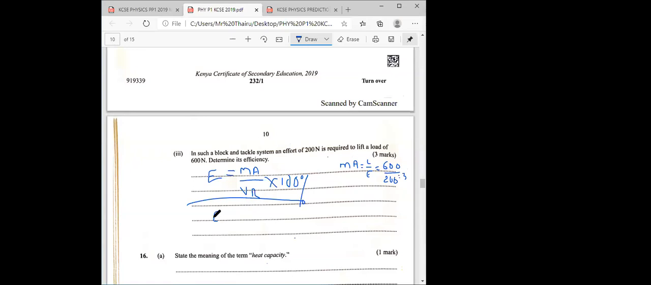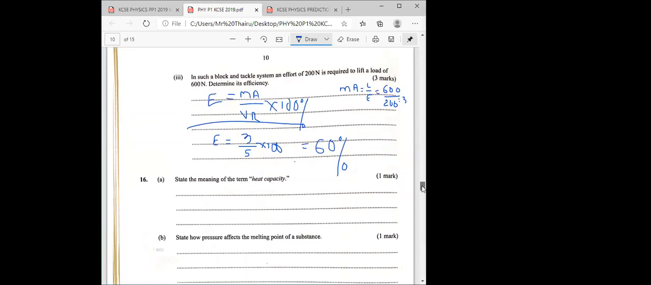Therefore, our efficiency here is equal to mechanical advantage that we've gotten as 3, divided by velocity ratio that we got previously, then multiplied by 100%. So once we work it out, this is going to give us 16%. So again, don't forget this symbol, and you get your 3 marks.